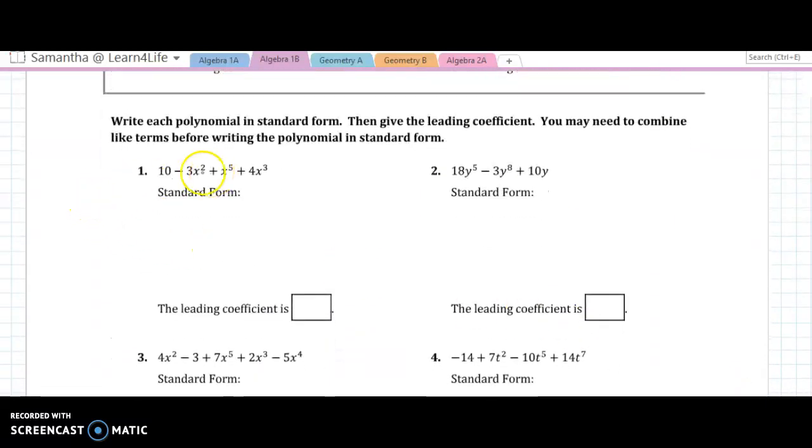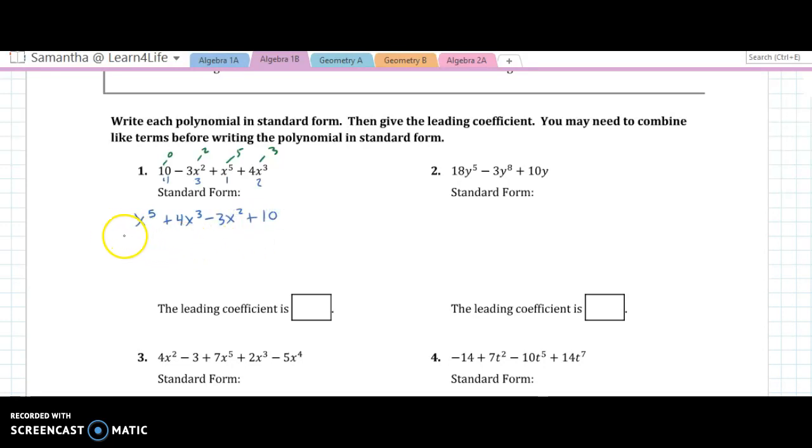So let's try these ones out. The degree of this term here is 0, the degree of this term is 2, the degree of this term is 5, this one is 3. So this one is going to be written first, then second, then third, and then fourth. All right, let's try it out. So we get x to the 5th plus 4x to the 3rd minus 3x squared plus 10.